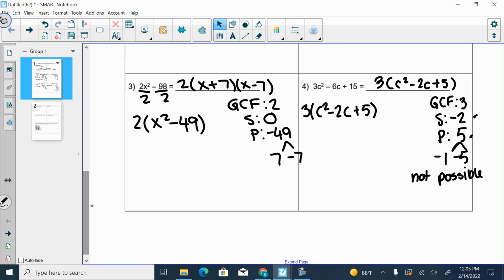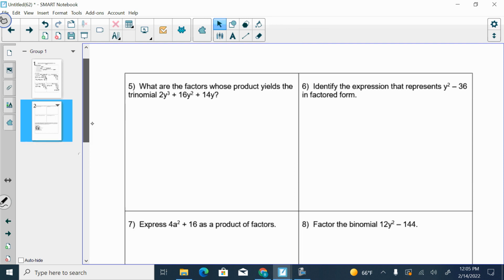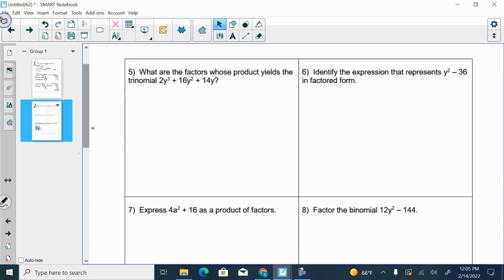All right, we've got a couple more on the back. Number 5 says, what are the factors whose product yields this trinomial? So we're still just looking for the factors. Don't let how they asked it throw you off. They just want you to factor. So in this, what is my GCF? 2y. I'm going to pull out 2y from all of these terms.